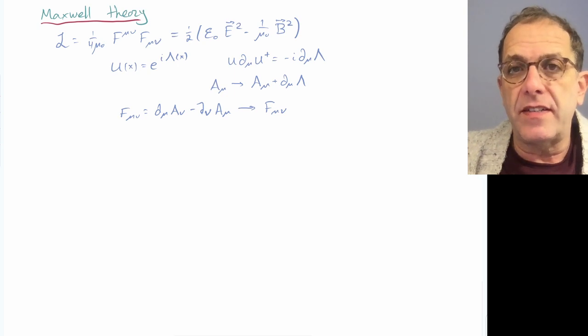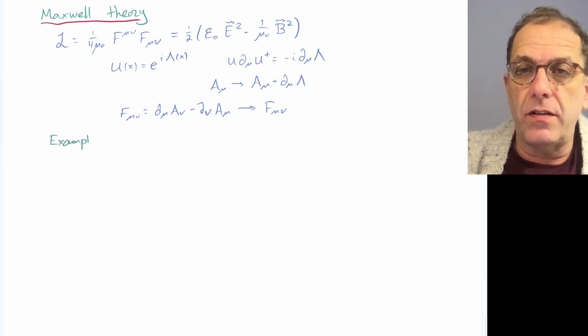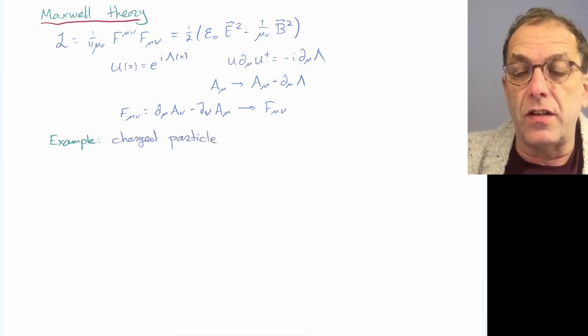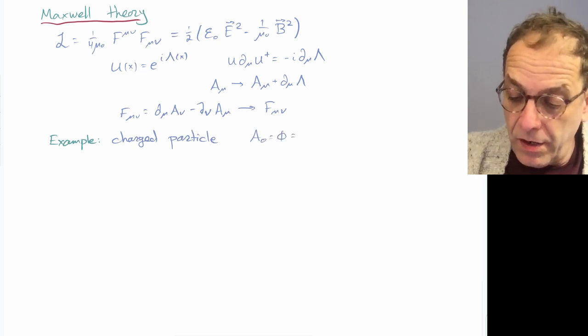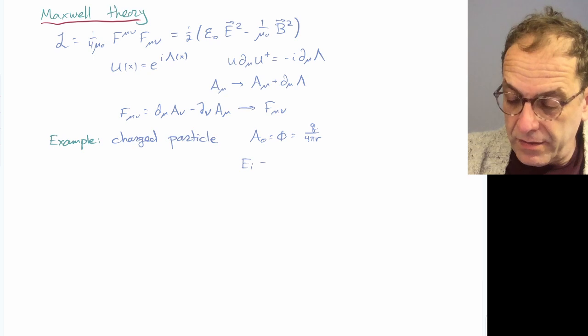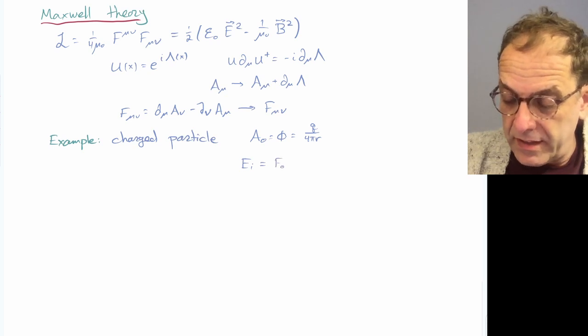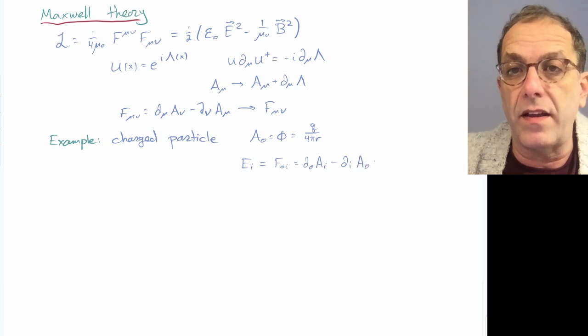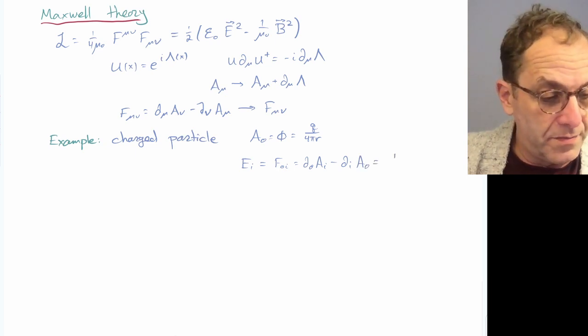The simplest example is the charged particle. It's our first problem we always deal with in electromagnetism, where the potential is just Q divided by 4 pi r, and the electric field is just the derivative of that, and it's the vector r times Q divided by 4 pi r cubed.